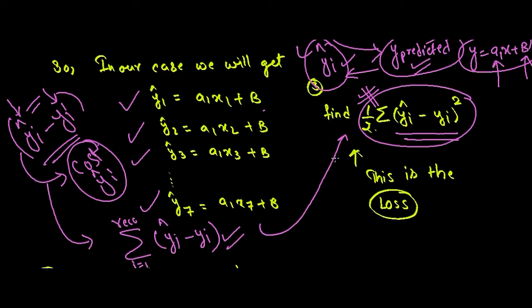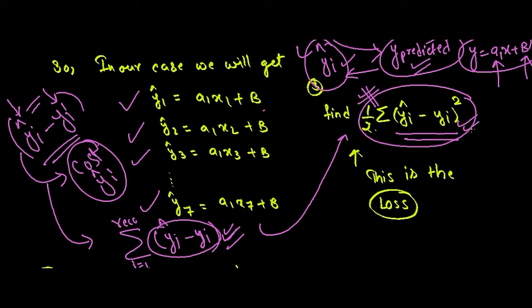So the basic objective of our algorithm is to reduce this cost. But when we calculate the distance, sometimes it will be a negative value, sometimes it will be a positive value. So that is why, to get an absolute figure, we take the square of that.